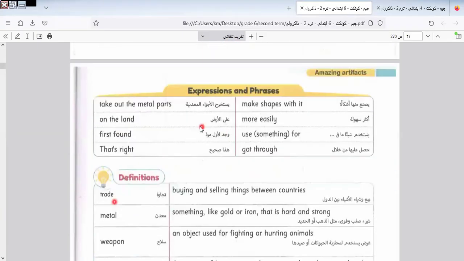Here we have some expressions and phrases. As we told you before, some of you say, Miss Iman, what is the benefit of expressions and phrases? Expressions and phrases are important for us because we are going to write a paragraph, so we must have expressions, phrases, and sentences. So by learning our topics during the year, we must have phrases and sentences to keep, to help you to write in the exam.